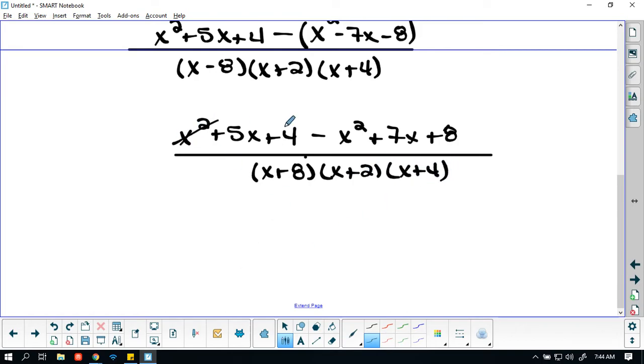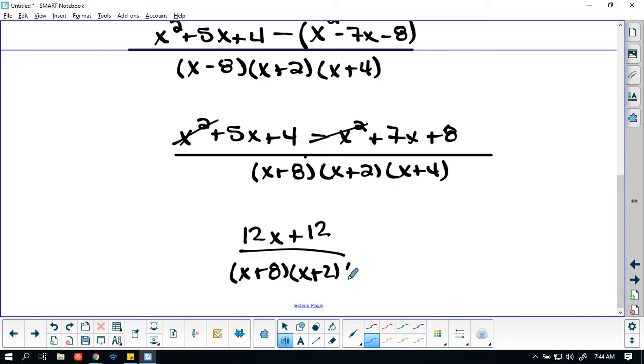Combining like terms, those x squared terms go away because 1 minus 1 is 0. 5x plus 7x is 12x, and 4 plus 8 is 12, so 12x plus 12 over x minus 8, x plus 2, x plus 4. And remember, before I start canceling anything out, x cannot equal 8, -2, and -4.